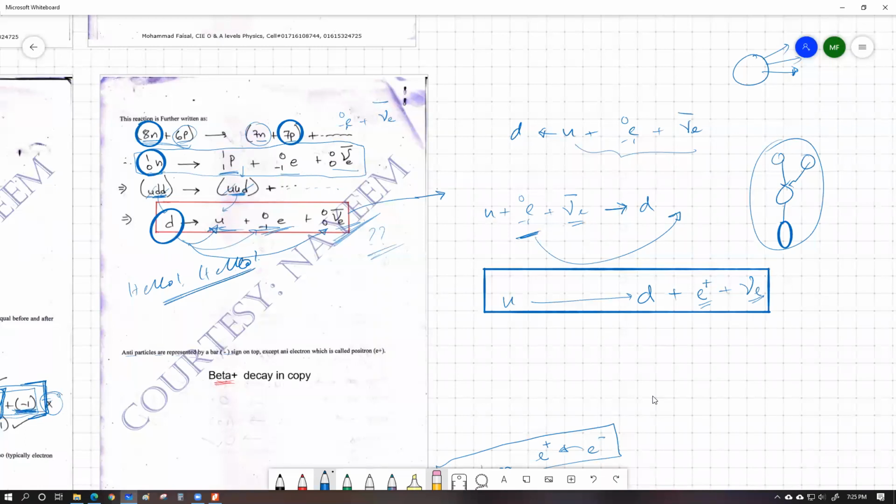Whenever a down quark was converting into an up quark, let me use a different color, we had one neutron converting into a proton, right?